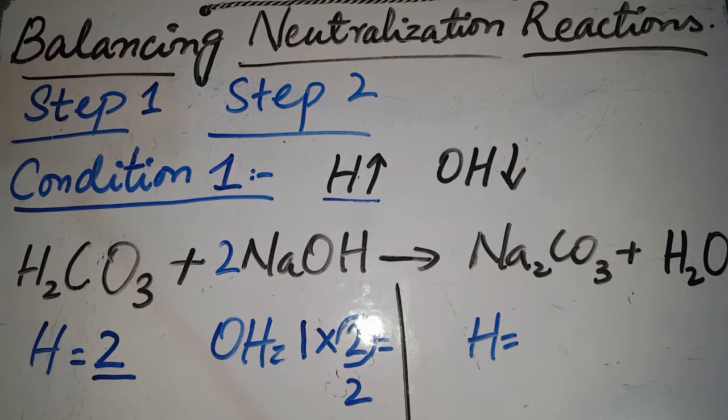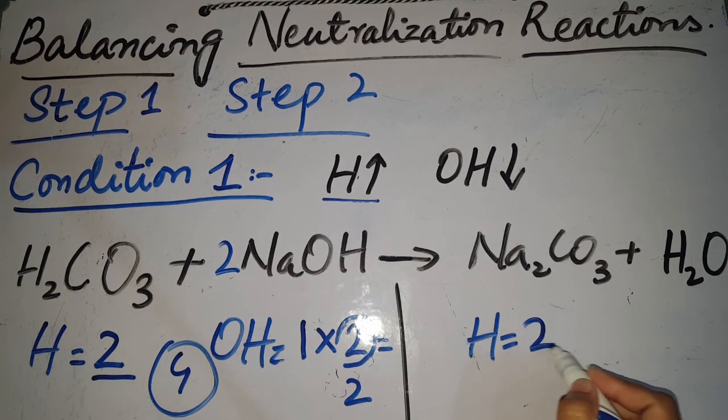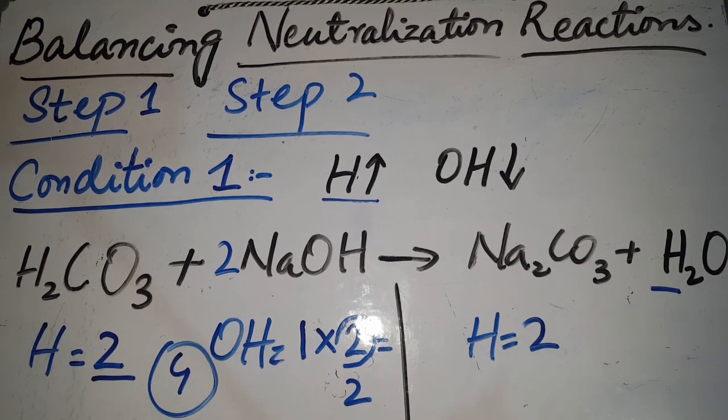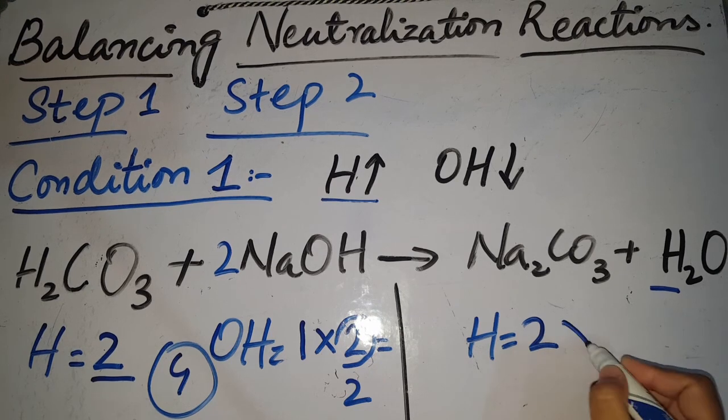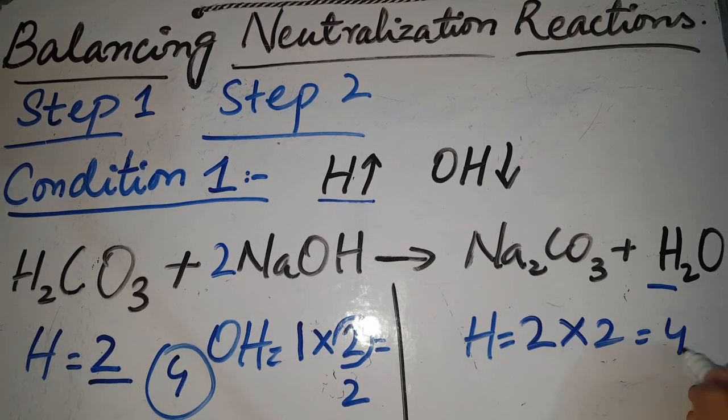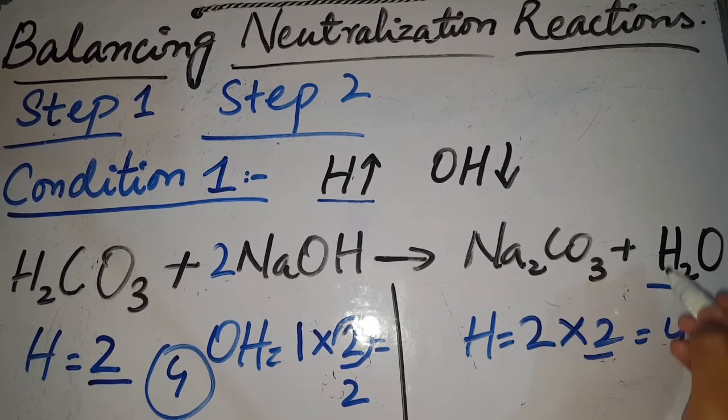Now we have to calculate the total number of hydrogen atoms on the reactant side. 2 plus 2. 4 hydrogen atoms are present over here. Now according to second step, we have to balance the hydrogen atoms on the product side. Initially 2 hydrogen atoms are present over here. We have to make it 4. So multiplying this 2 with 2 will give us 4 and we place this 2 over here. Now you will see your whole equation is balanced.